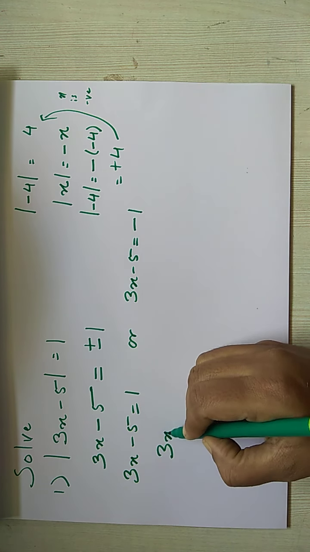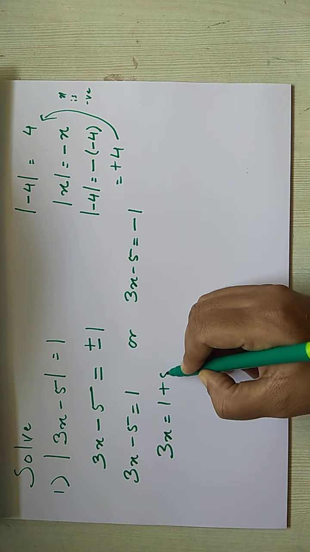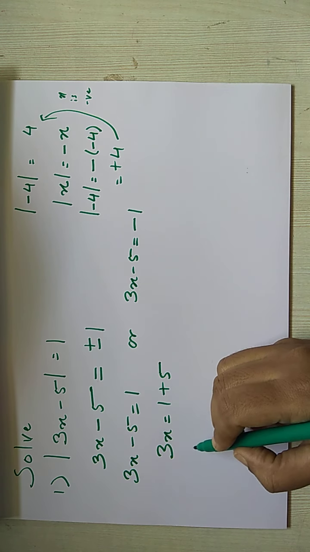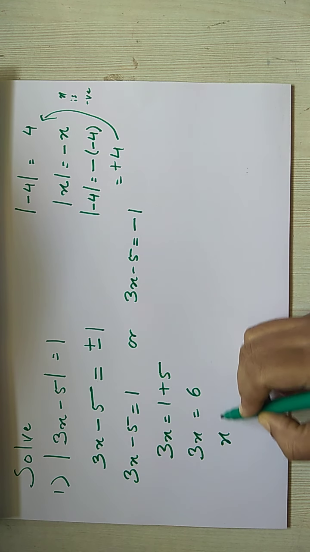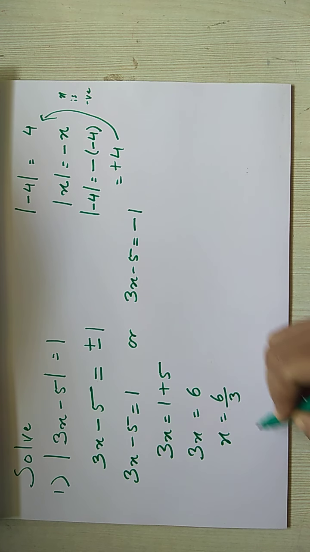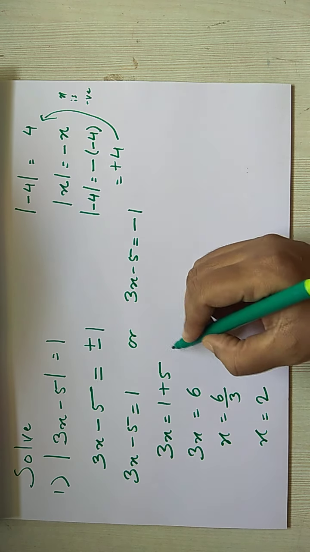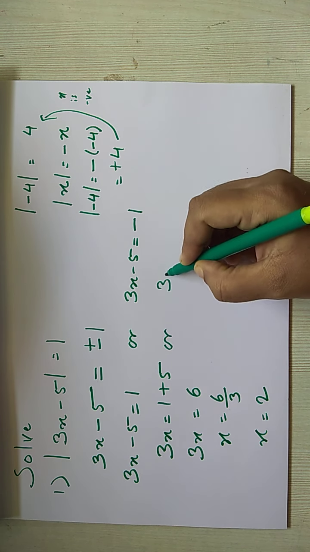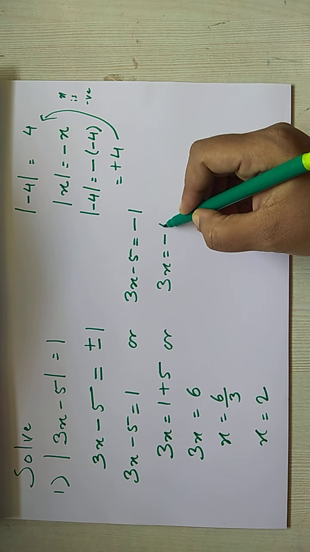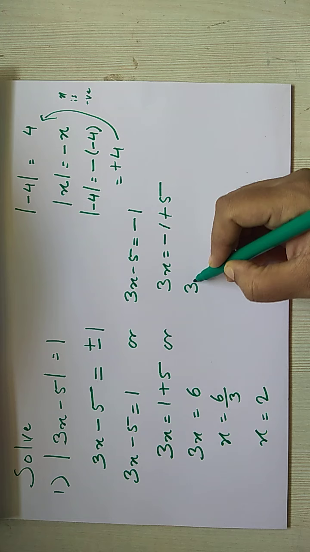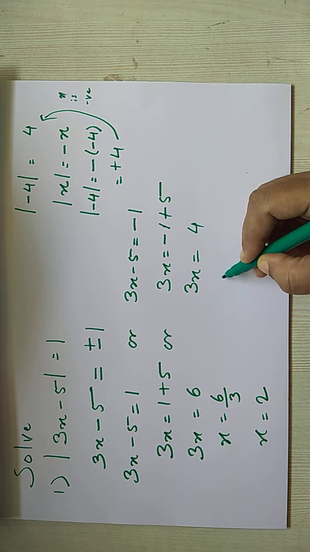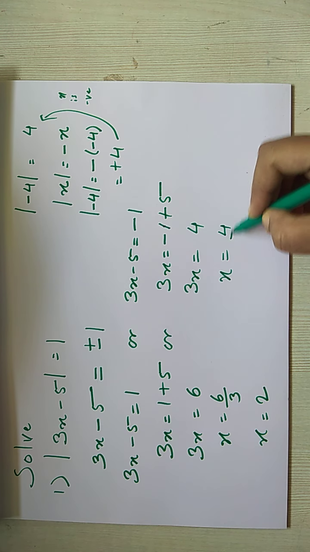That means 3x will be 1 plus 5. This minus 5 comes over here. 3x will be 6. x will be 6 upon 3. x will be 2. Here, or 3x will be minus 1. This minus 5 goes over there, becomes plus 5. 3x will be 4. x will be 4 upon 3.